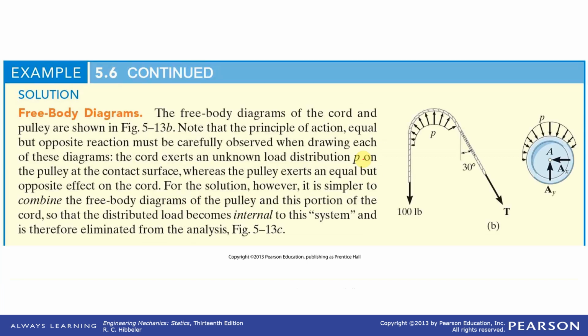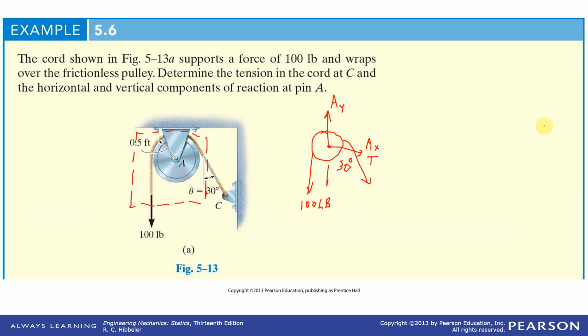And now, the reason we don't consider the rope and the pulley separately is because the rope's force on the pulley is complex. Looks like this. But the pulley's force on the rope is equal and opposite. So these cancel out. We don't have to worry about this stuff. They're internal forces, internal to our free body diagram, internal to the system we've defined.